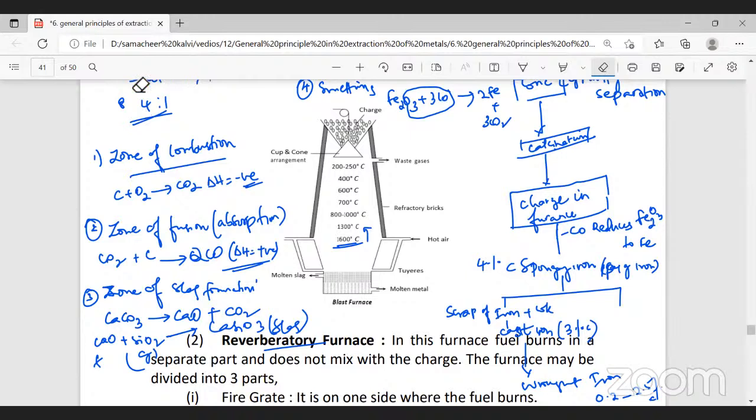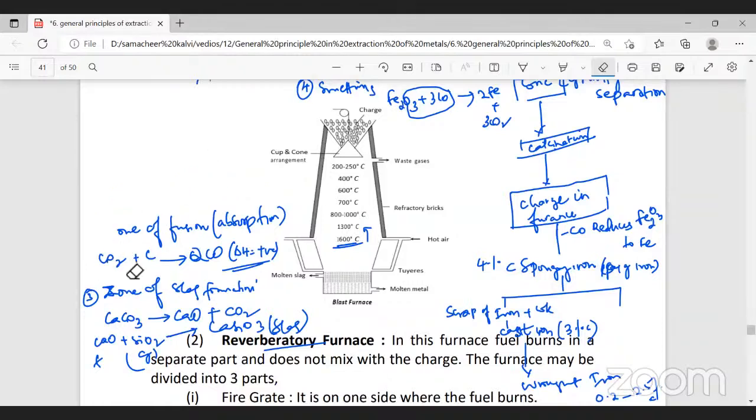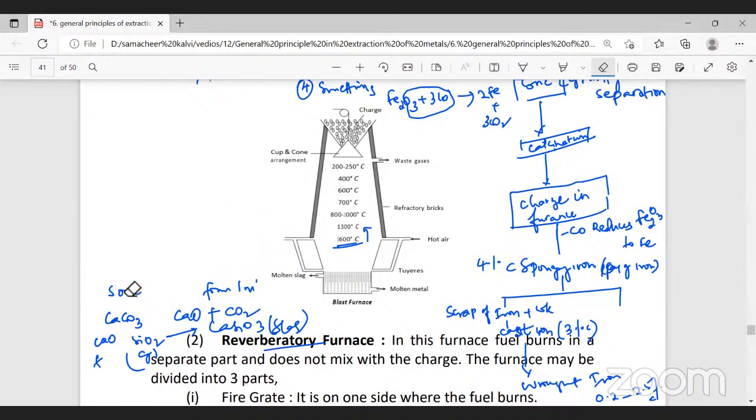Now, what is the reducing agent in the extraction of iron? Coke, and carbon monoxide is the reducing agent. What is the function of coke? The function of coke, or carbon, is that it acts as a fuel. It gives you energy for the reduction of iron. It gives heat. Therefore, coke acts as a fuel.